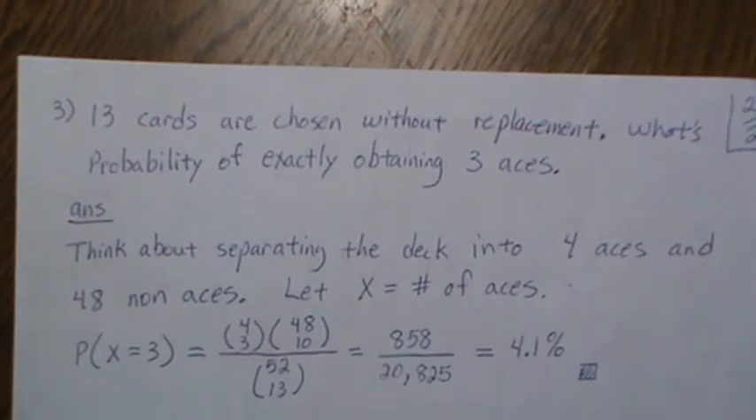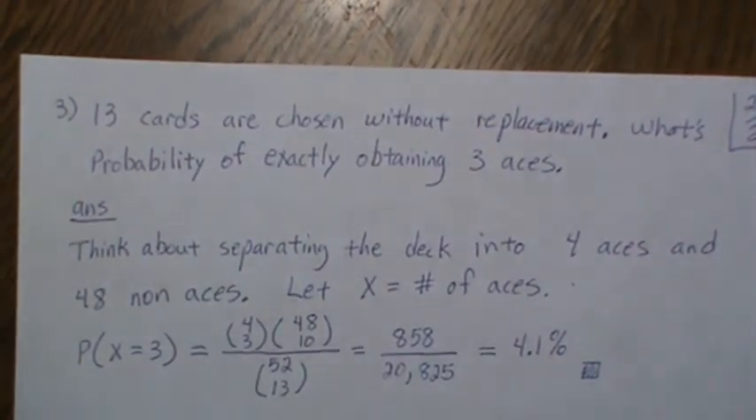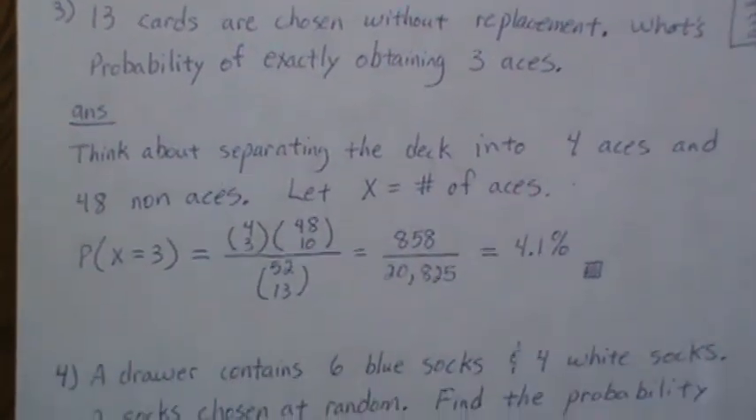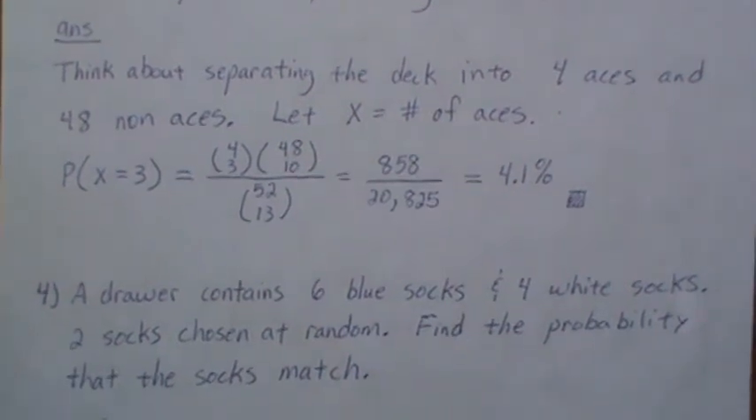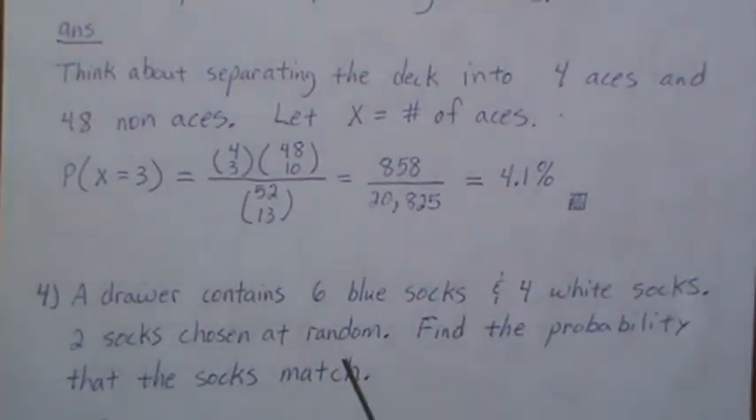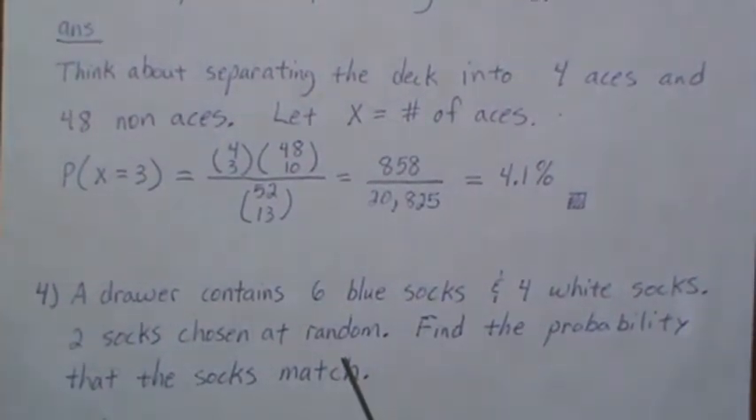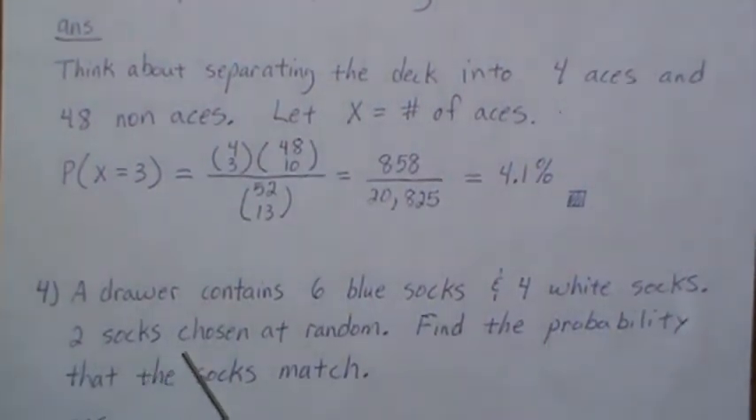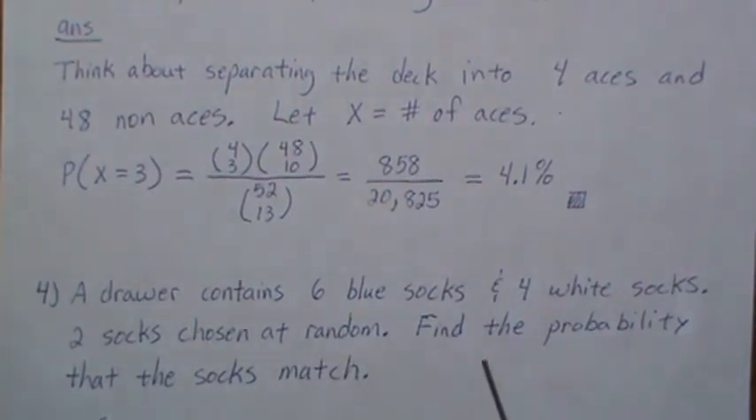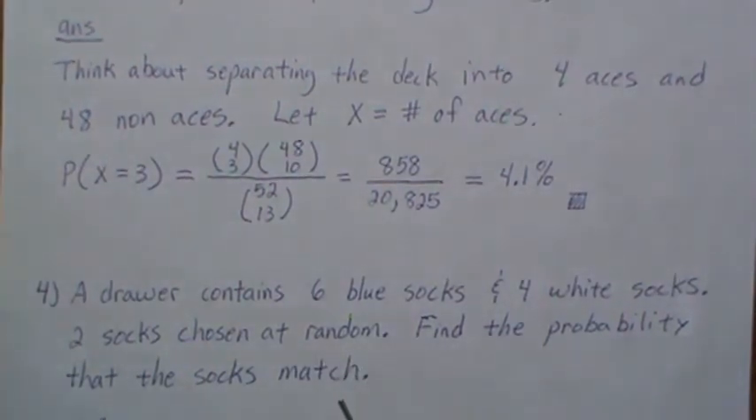So it's 4.1% chance of drawing exactly 3 aces. A drawer contains, so this problem isn't exactly cards, but it reminds me of maybe one of my teenagers. A drawer contains 6 blue socks and 4 white socks, 2 socks chosen at random. Find the probability that the socks match.